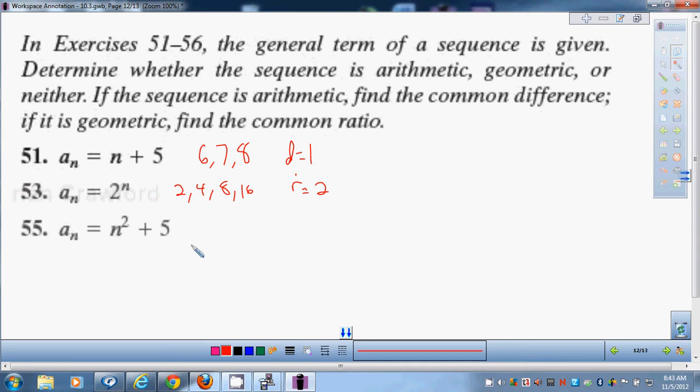Let's come down here. Plug in a 1. That's 1 squared plus 5. 2 squared plus 5. 3 squared plus 5. 4 squared plus 5. What about this one? It's a neither. If it's not going up by a noticeable addition or multiplication pattern, then it's neither. So you just write neither, and you don't have anything else on it. Any neither, you have to have a formula for. Very good. Questions? All right. Here you go.